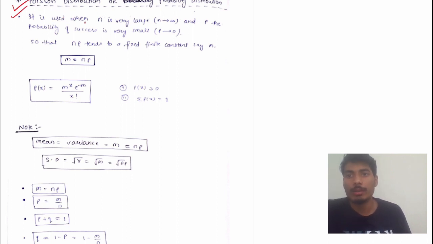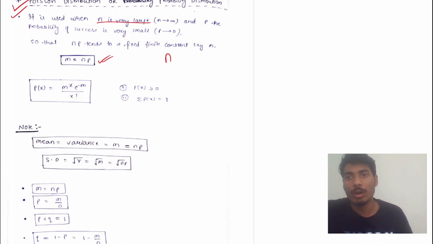Poisson distribution is used when n is very large. N is very large means n is tending to infinity, and p, the probability of success, is very small, p tending to 0, so that np tends to a fixed finite constant, say m equal to np. M means mean; the formula of mean is np. We use Poisson distribution when n is tending to infinity and p is tending to 0. In these conditions, we use Poisson distribution.